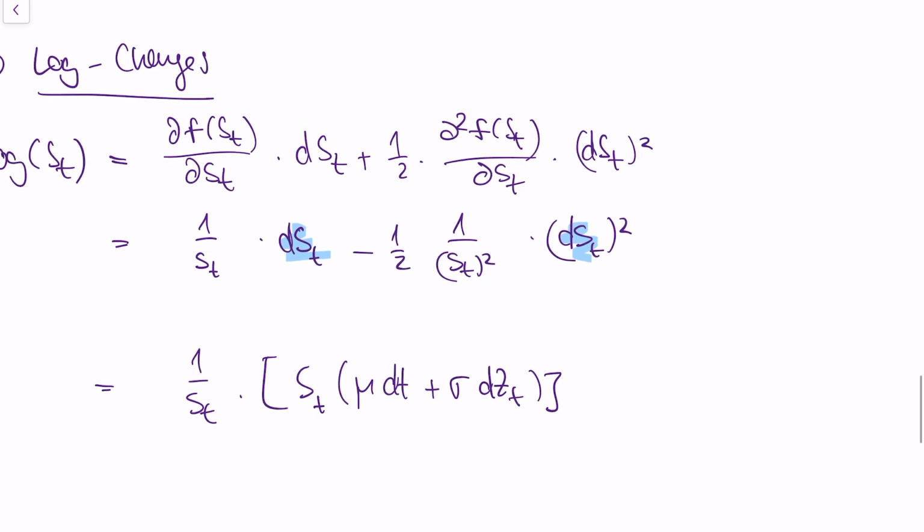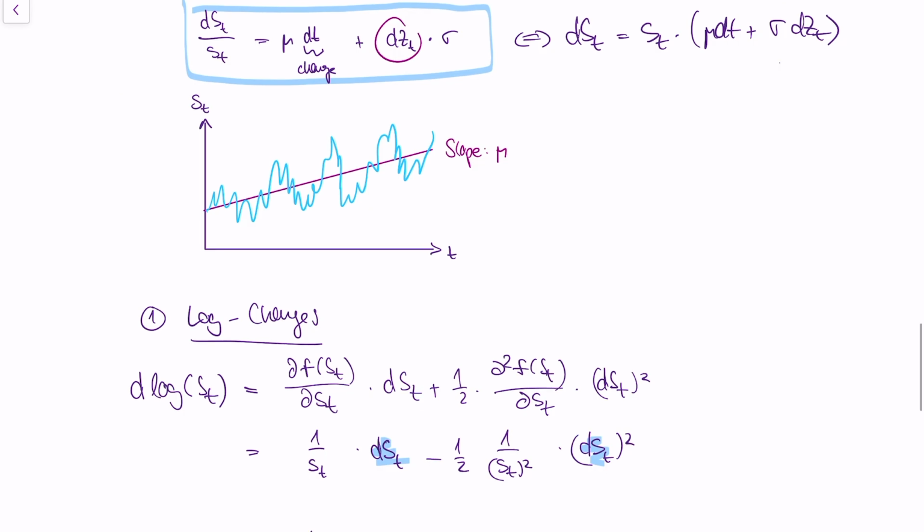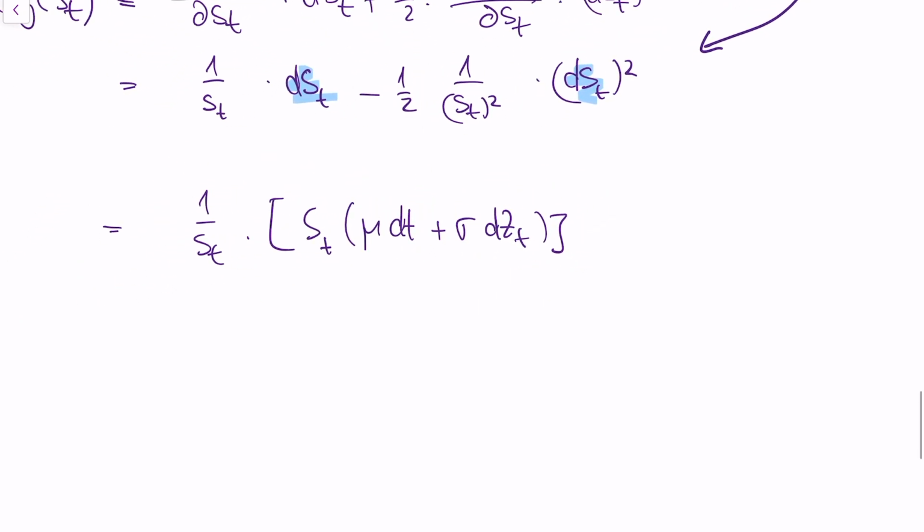So all I did was I used this equation and I rearranged it. So I got dS_t is given as S_t times mu dt plus sigma dZ_t, and I substituted this down here. Okay? And we can do the same thing with the second part.